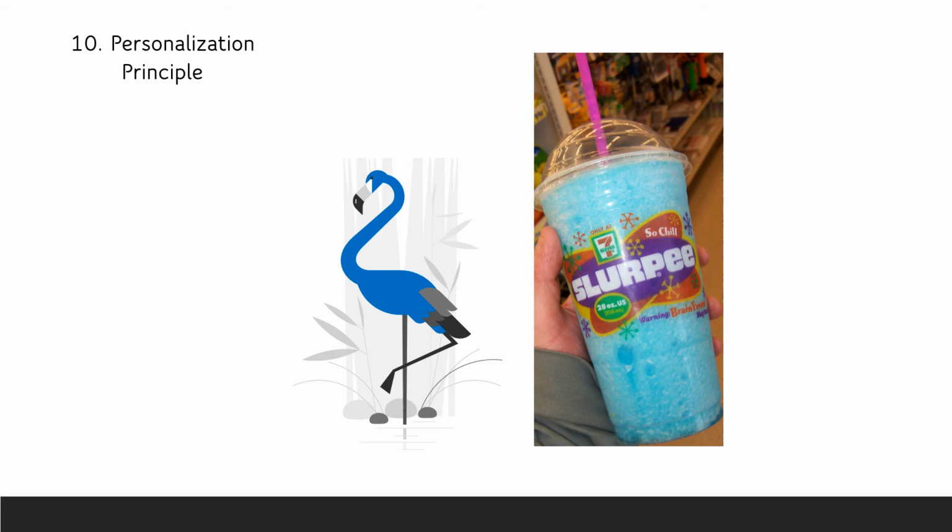The personalization principle reminds us that humans are social creatures and learn much more from common spoken language than complex phrases or terminology. Additionally, using the first person helps to connect your viewer to the content you are presenting. For this presentation, we might say, we know now that the incredible bluebird developed its striking color from a food that many of us enjoy, the blue raspberry slushie.